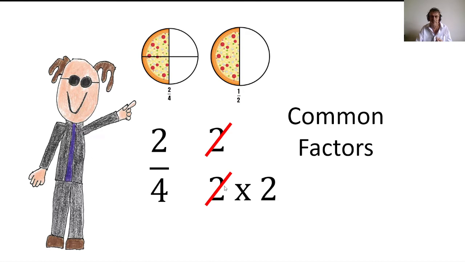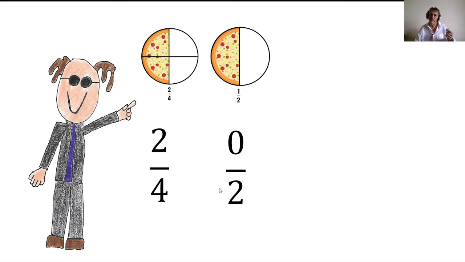We can't say, well, we've got a 2 up here, let's cancel both of these down here. No, no, no. If we cancel 1 on the top, we cancel 1 on the bottom. That gives us what? 0 over 2. Well, we cannot have a 0 portion. So instead, we put a 1 there.